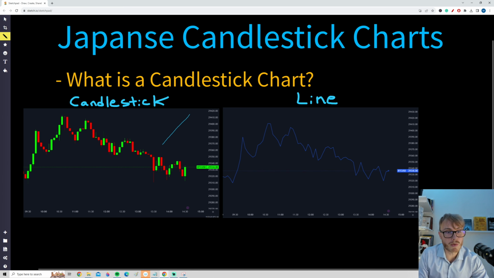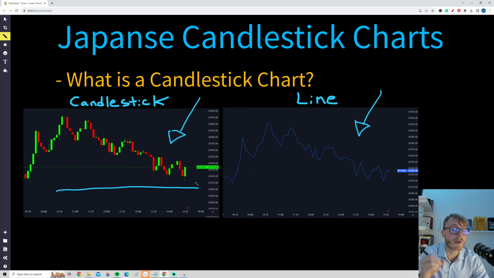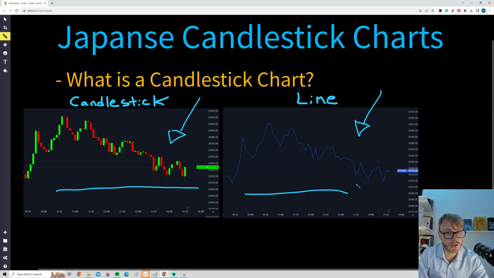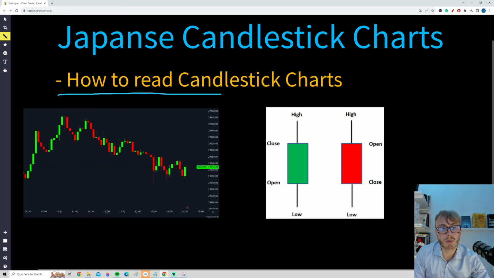You may of course wonder, why do we even call this a candlestick chart? Well, the simple reason is because, as you can see, these bars here on the chart pretty much look like small candles. And when it comes to trading, candlestick charts are much more popular than the regular line chart. And the reason for this is that the candlestick chart provides us with much more information about the price compared to the line chart. Alright, so now let's take a look at how do we actually read these candlestick charts.